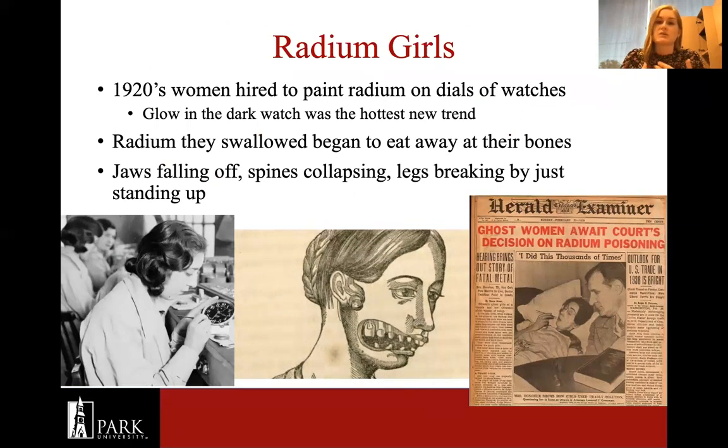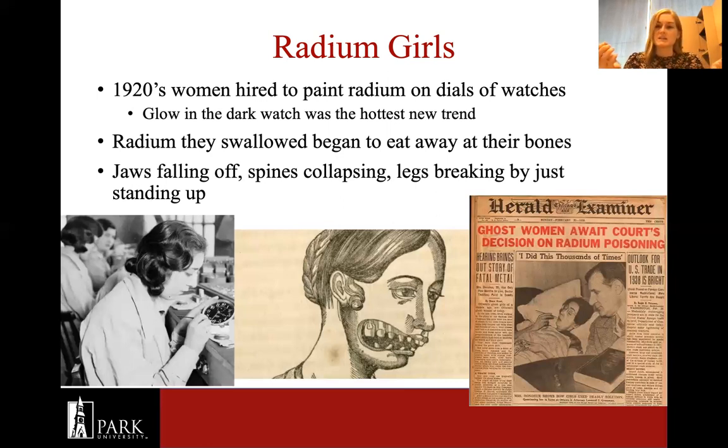In the 1920s, there were women hired to paint radium on dials of watches. They found that this radium paint glowed in the dark. So they would put that glow-in-the-dark radium paint on these watch dials so that you could see the numbers in the dark. This was mainly used for military usage. We were in the middle of World War One, so everyone over in Europe fighting all hours of the day and night needed to be able to see times and whatnot. So a lot of this glow-in-the-dark stuff was used for military purposes.